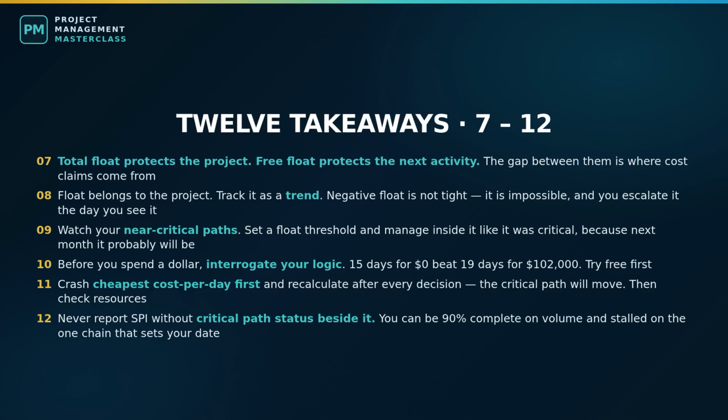12. Never report a schedule performance index without the critical path status beside it. You can be 90% complete on volume and stalled on the one chain that determines your date, and underneath all 12, the same idea. Scheduling is not administration. It is the discipline of knowing which of your problems actually matter, which is why our 9-day delay was survivable and our 4-day delay was not.